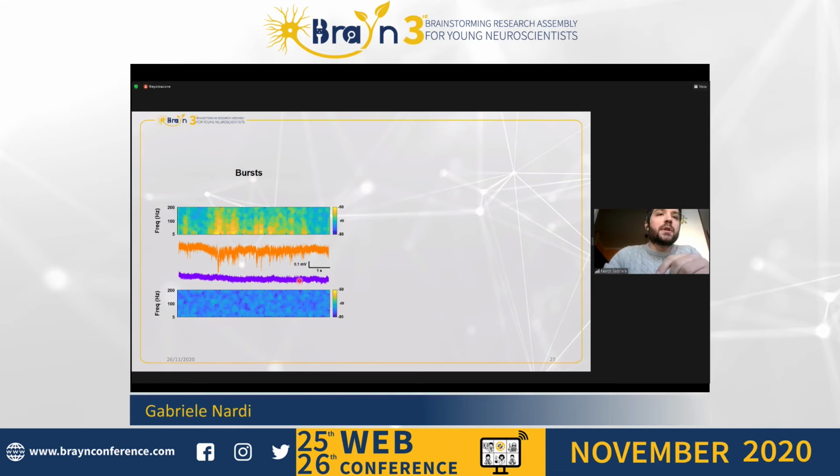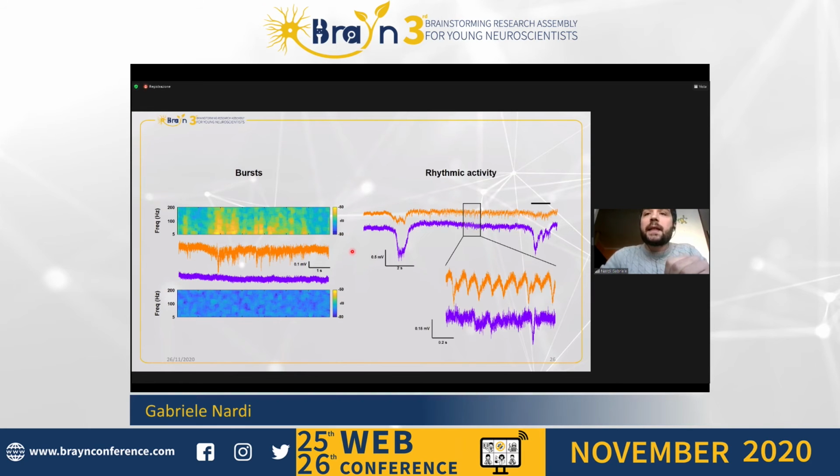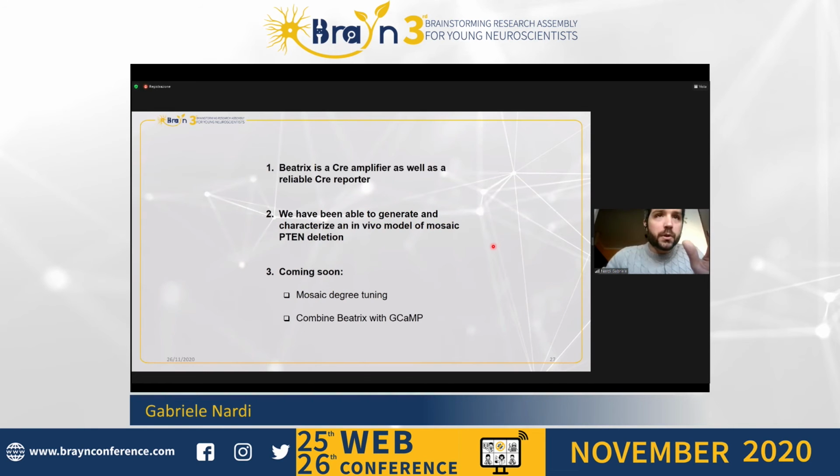Moreover, we observed two different kinds of epileptic-like events. This kind of spontaneous bursts during the downstate, and this kind of rhythmic activity that actually resembles the subtle EEG alteration observed in human patients. So to conclude, we have seen that in the end, with Beatrix, we accomplished our goal of modeling a mosaic mutation of a human brain disease.